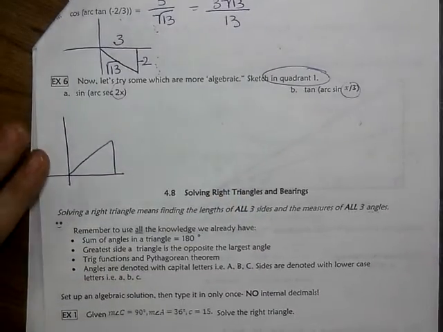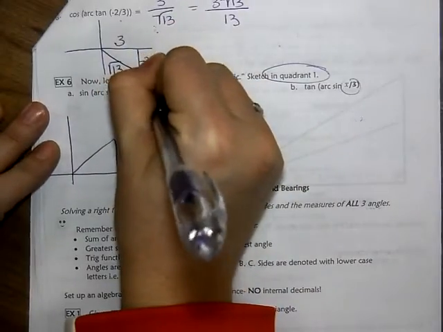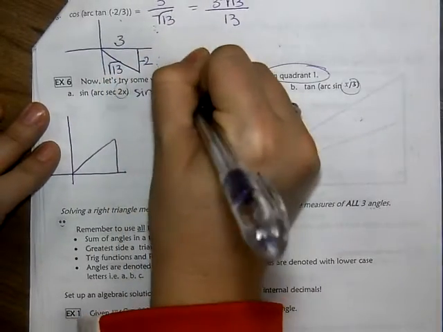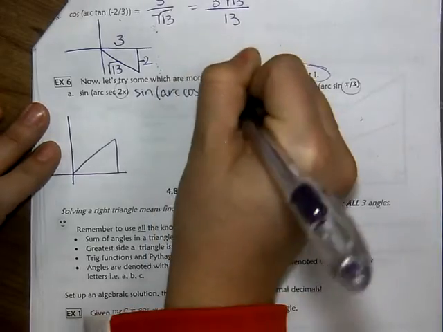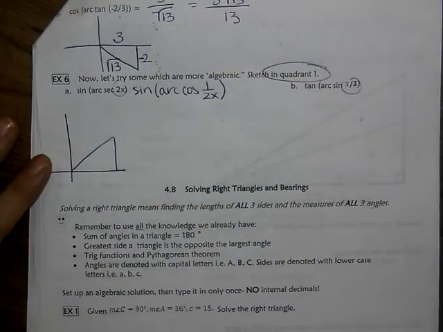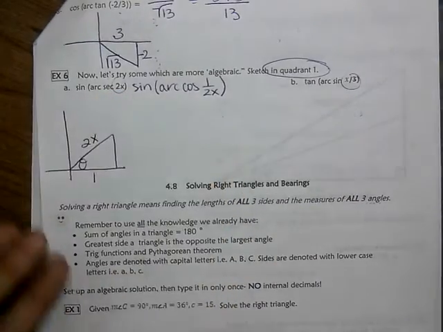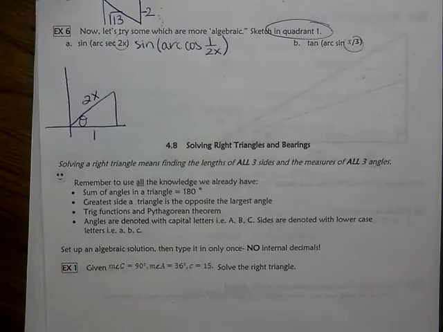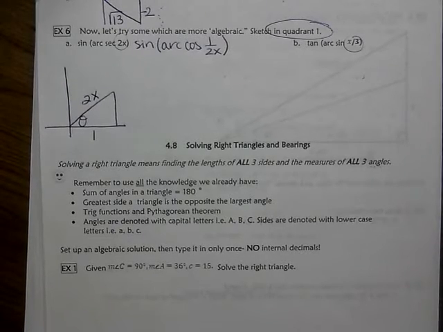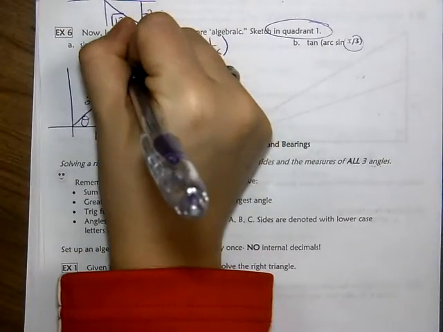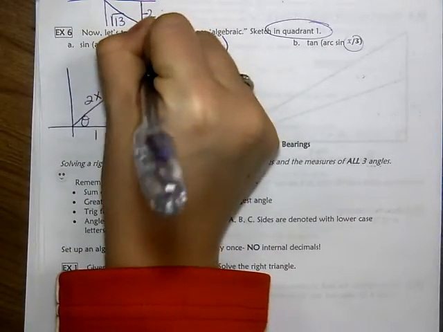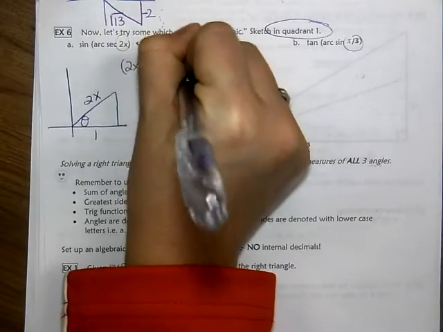Alright, now again, secant I'm not really a fan of. So I'm going to change this to the sine of arc cosine of 1 over 2x. I know that cosine is the adjacent over the hypotenuse. At this point I'm looking for sine, so I know I need the opposite side. In order to find it, I'm going to have to do Pythagorean Theorem. Okay? So I'm going to do c squared equals a squared plus b squared.